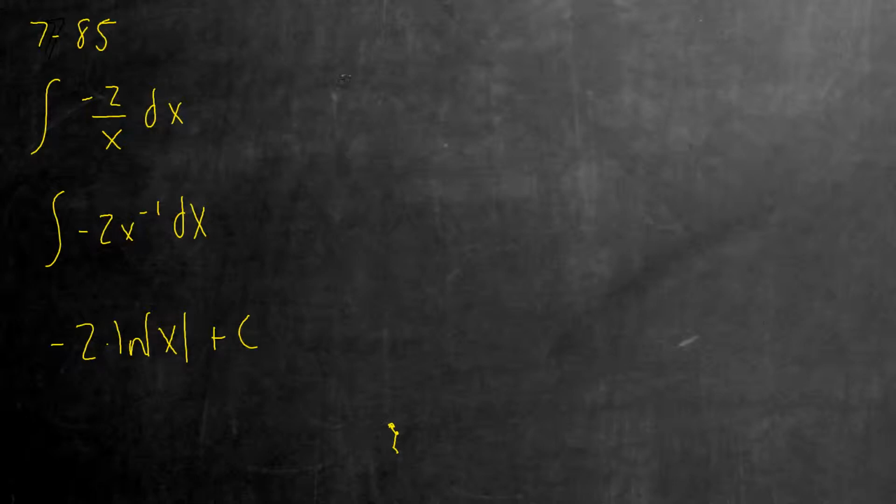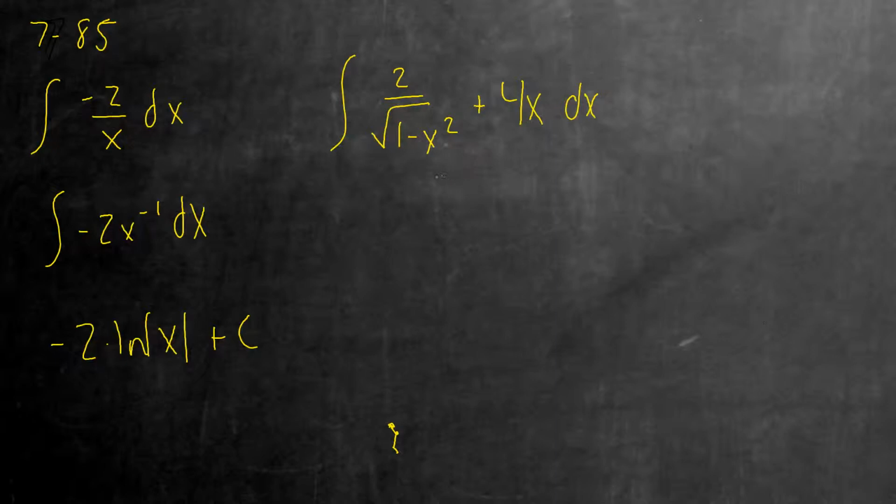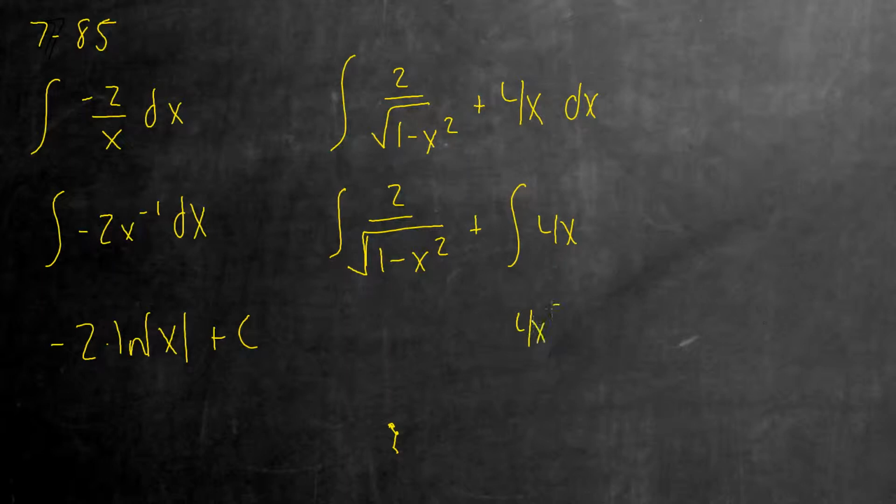Then let's look at b. The integral of 2 over the square root of 1 minus x squared plus 4x. Okay. So because of what we're doing in class, you would be thinking u substitution, but we really need to realize that when we have addition, there's like two separate problems going on. This side of it here is nice and easy. That should just be 4x squared over 2 plus c.